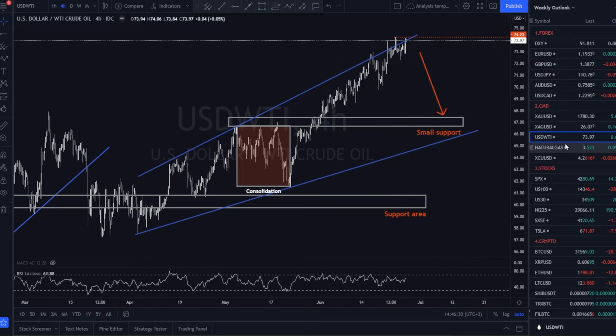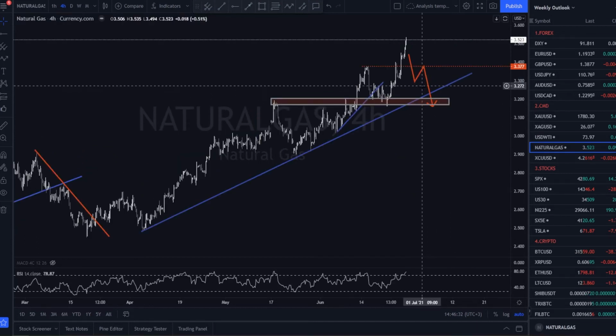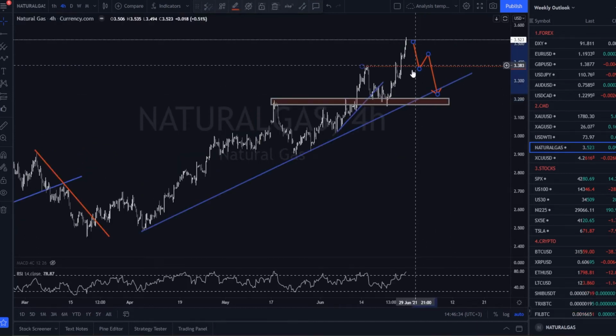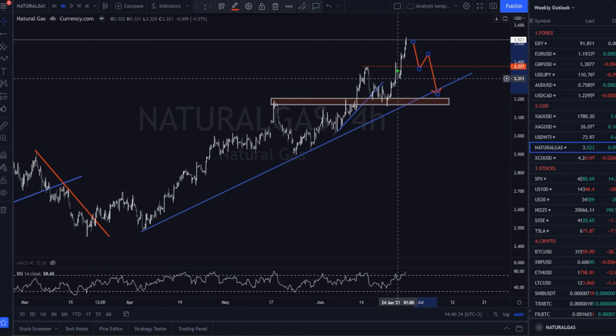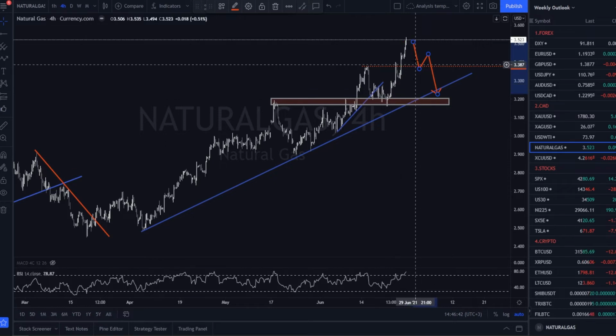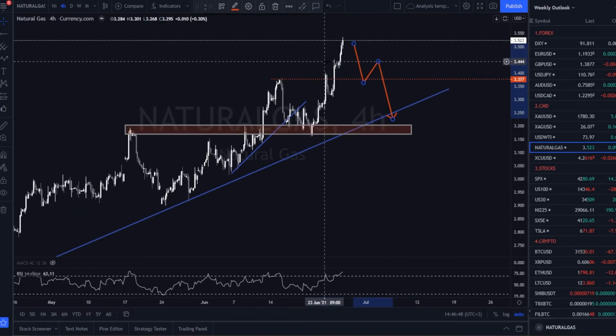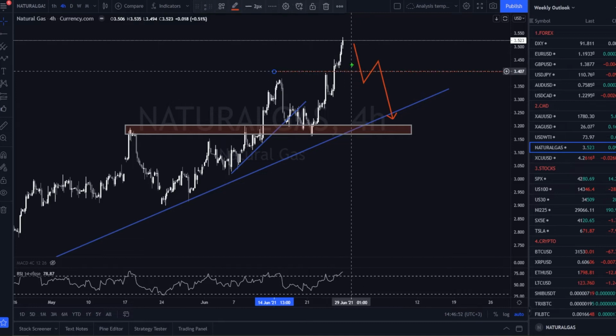Moving on to natural gas. In our last forecast, we expected natural gas to give us a confirmation for a bearish move. Instead, the price made a new all-time high. In the coming week, we foresee the price to correct towards the trend line, but considering the fact that we are in a strong bullish trend, we will need to wait for a confirmation that will be represented by a strong breakout from the dotted line, followed by a small consolidation.